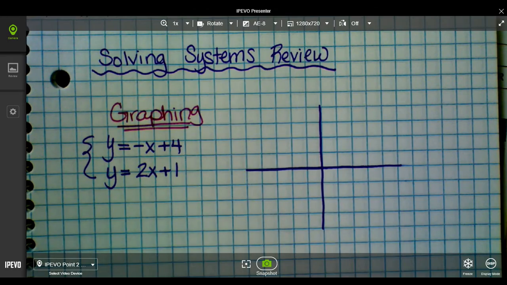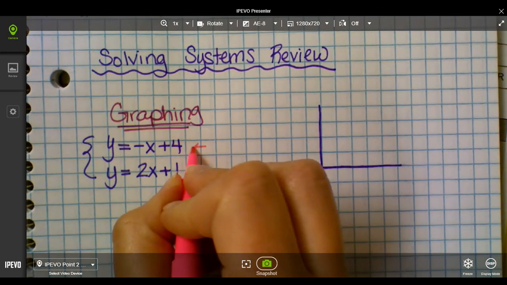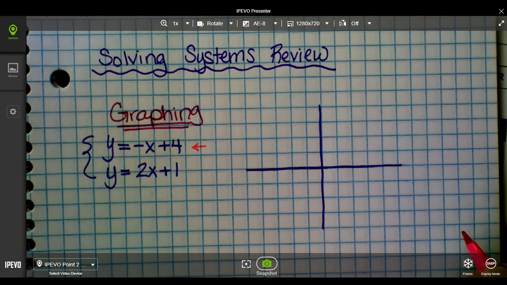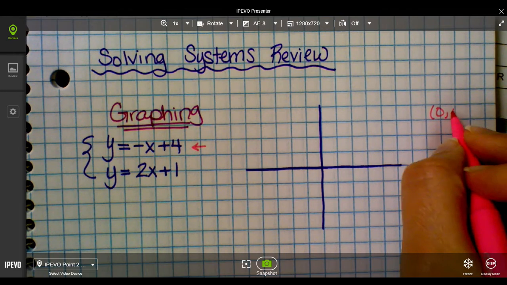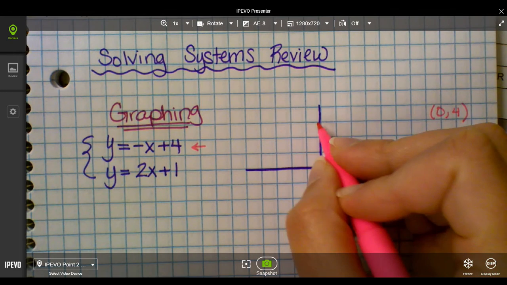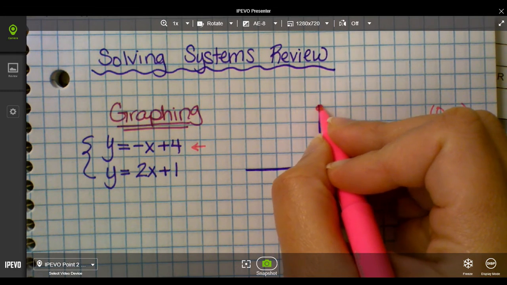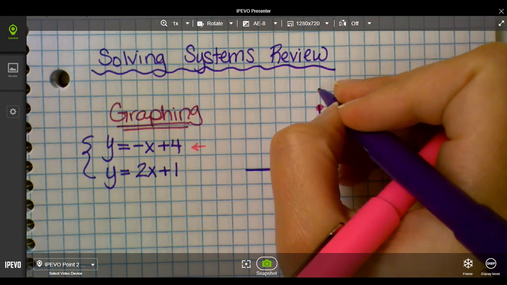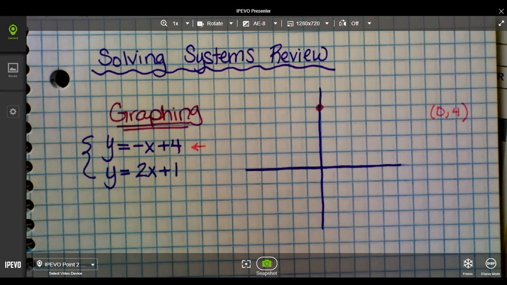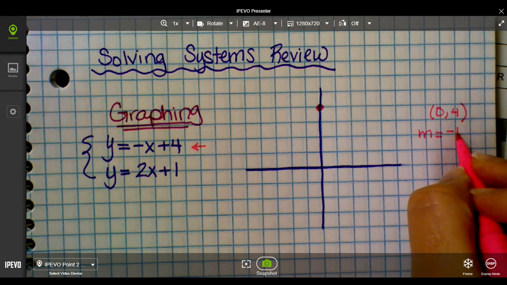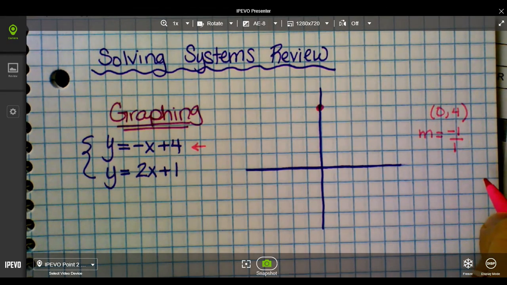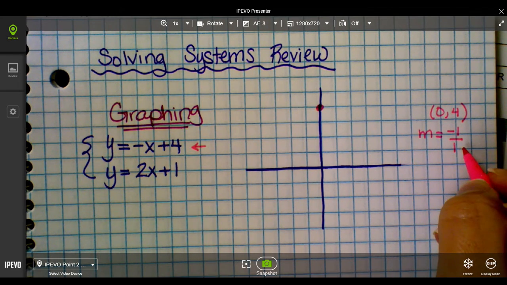Okay, and then I'm going to graph the first line in pink. So hopefully by now, you know how to graph lines in y equals mx plus b form. You always start with your y-intercept, which in this case is going to be 0, 4. Since it's a y-intercept, it has to be on the y-axis. Okay, and then your slope for this one is -1 or -1 over 1. So if you want to write it out this way, that's fine.